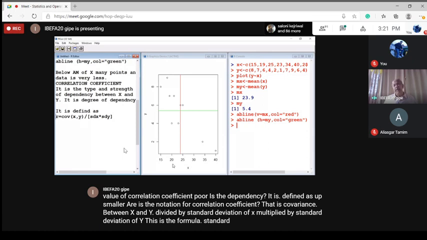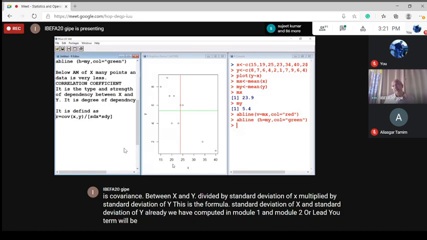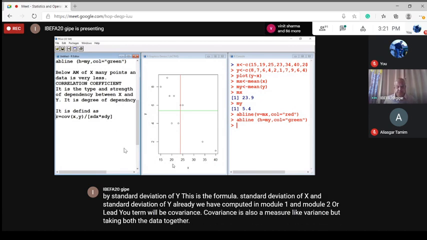Standard deviation of X and standard deviation of Y we have already computed in module 1 and module 2. The only new term will be covariance. Covariance is also a measure like variance, but taking both the data together.